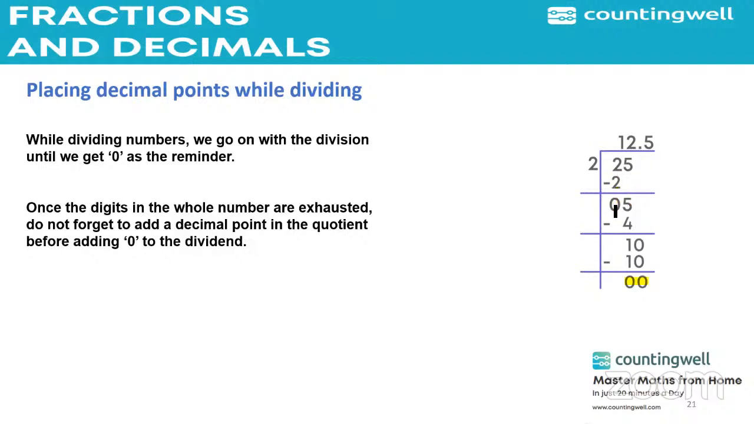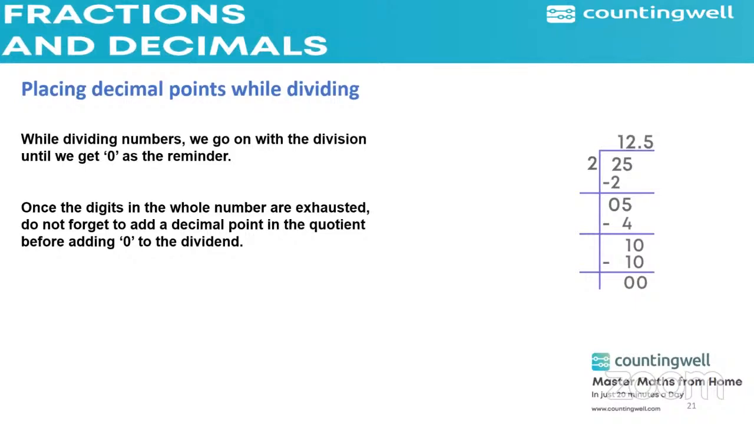So we get 0 here, and 5 is got down. Then we do 2 into 2 is 4. We have 1. Then we don't have any number, or the whole numbers are exhausted here. So we put a decimal point, and then we have 2 fives are 10. And in this way, we get the remainder 0.